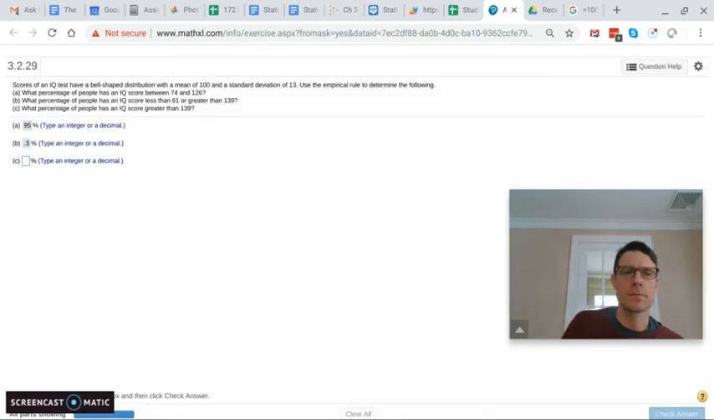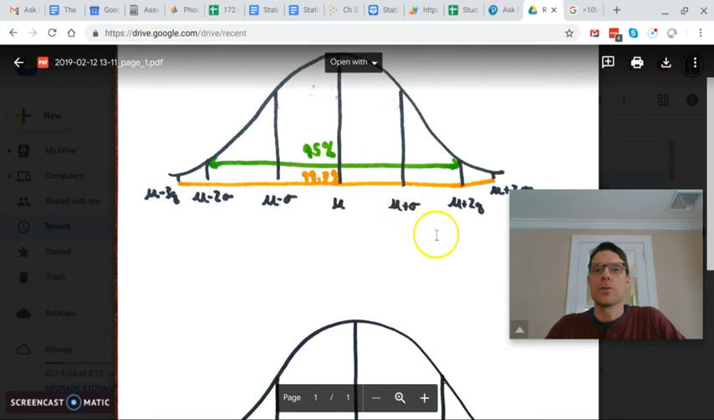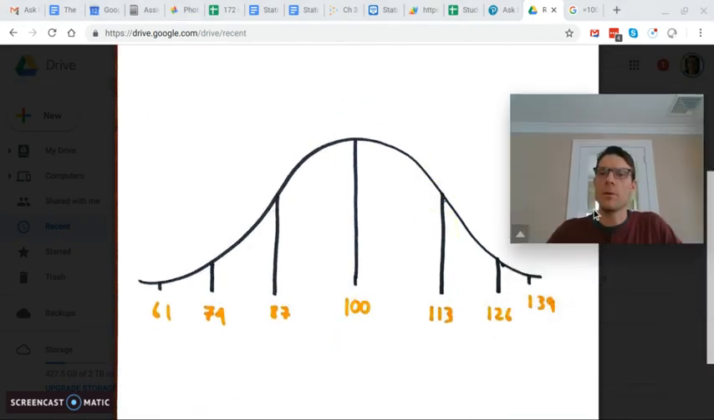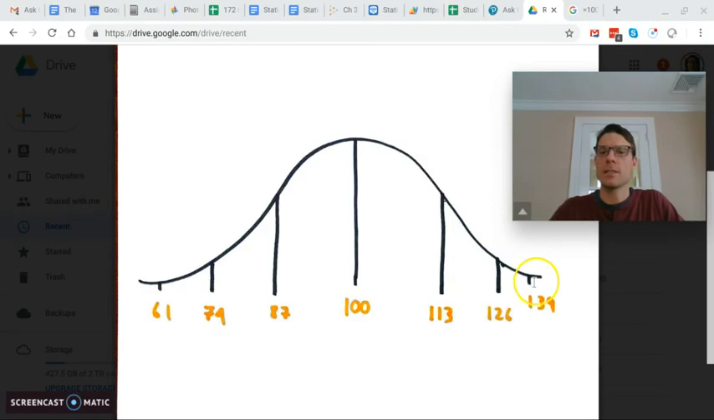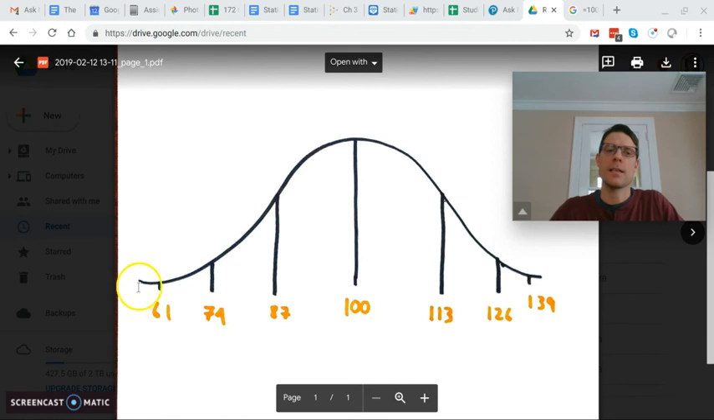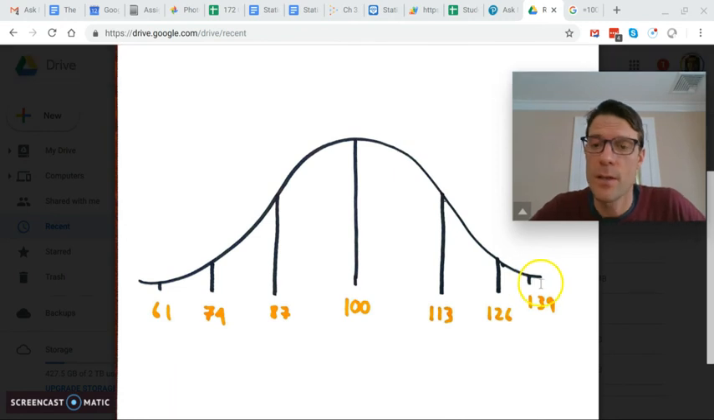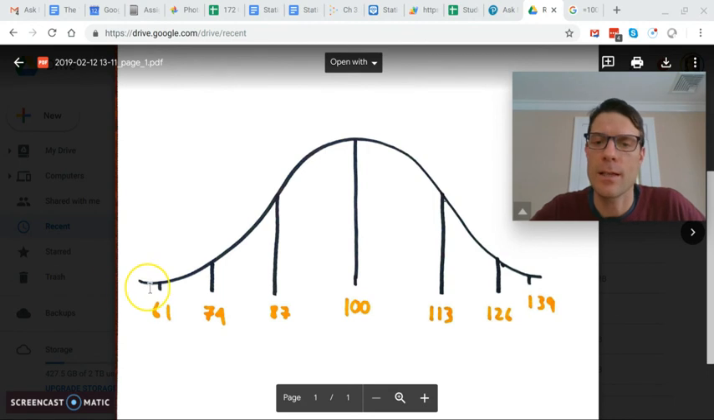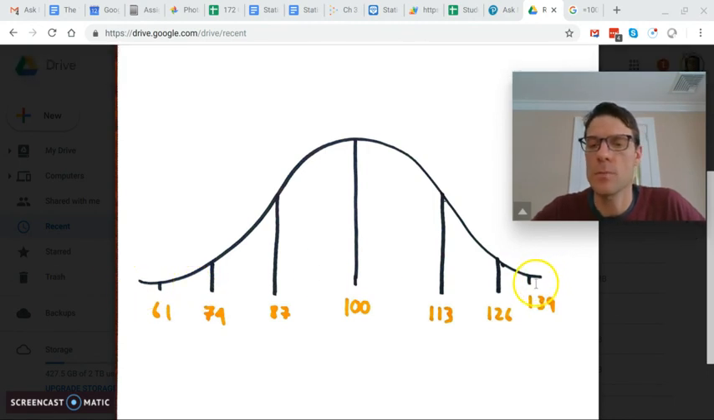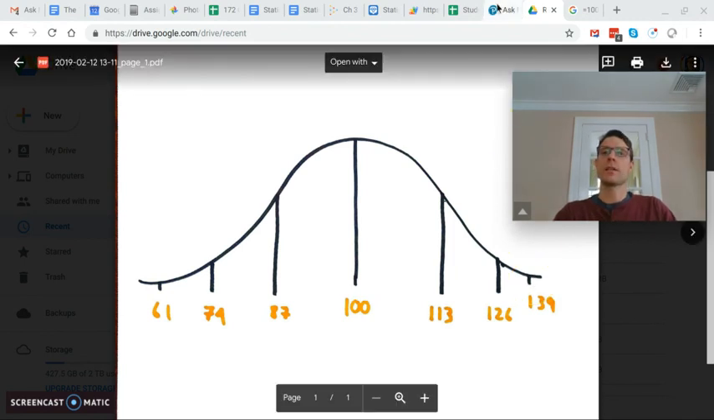Now, the last one's a little trickier. What percentage of people has an IQ score greater than 139? If I look back at my normal curve, we're talking about people just on this side. The last question talked about people on this side and on this side past the 3 standard deviations. So given the symmetry of the normal curve, this just has to be half. If there's 0.3% of people on both sides, then half of that has to be just on one side. So we're just going to take half of our last answer.